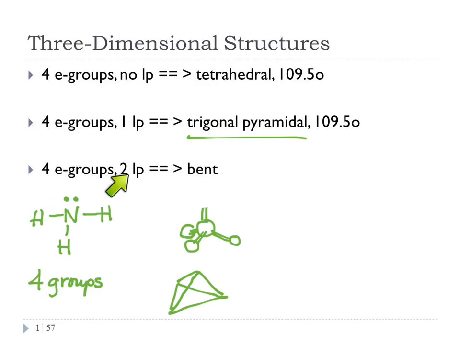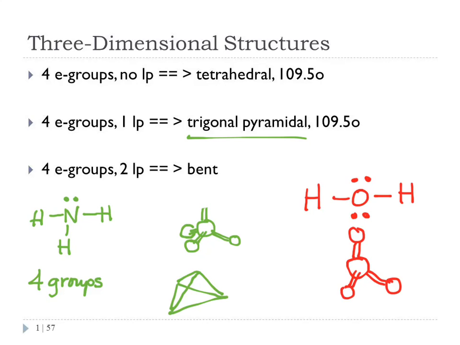4 electron groups with 2 lone pairs is going to end up being bent. So if we look at water, water is the classic example for this. How many electron groups around the oxygen? 4. 2 lone pairs and 2 bonds. 4 groups forms a tetrahedron. This is how I remember all of this. You can memorize that big old table or you can do it this way. So it's forming a tetrahedron, and you wouldn't have to draw this out. I'm just doing this for your benefit. Forms a tetrahedron.